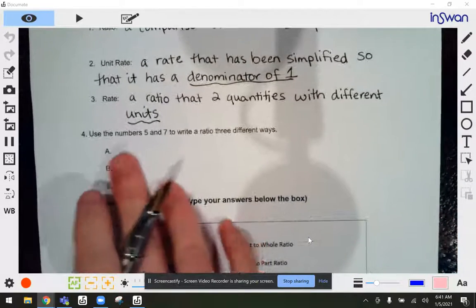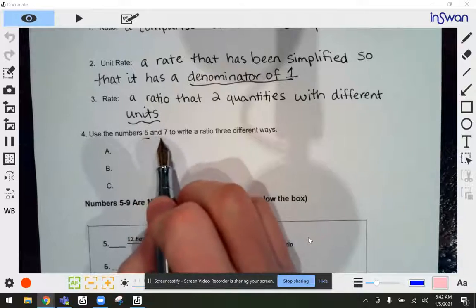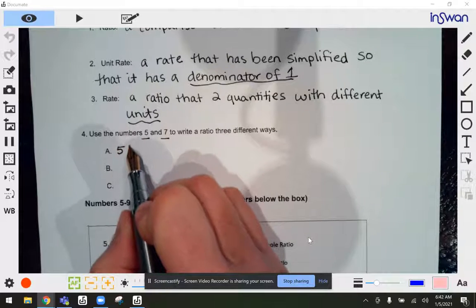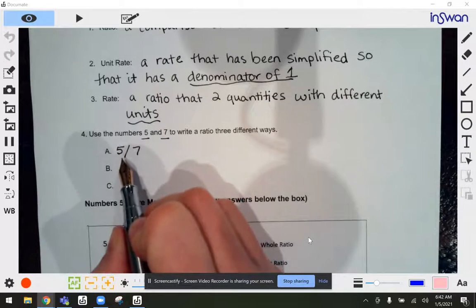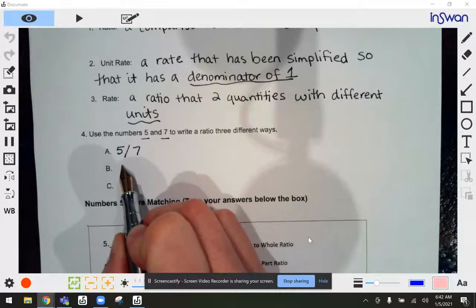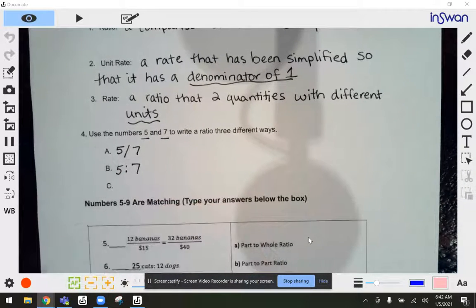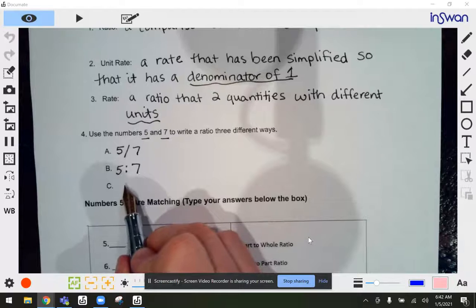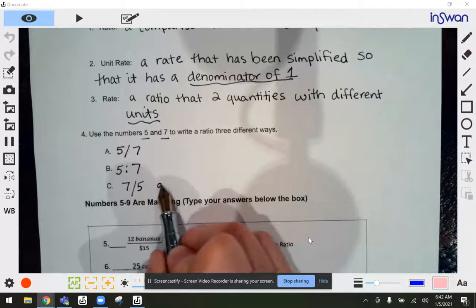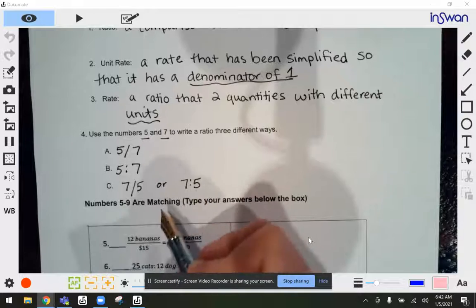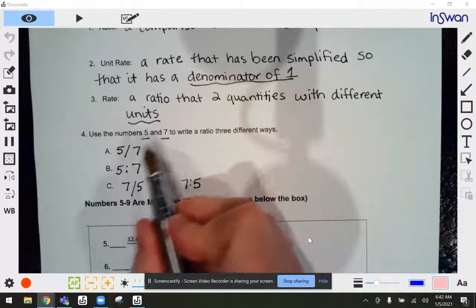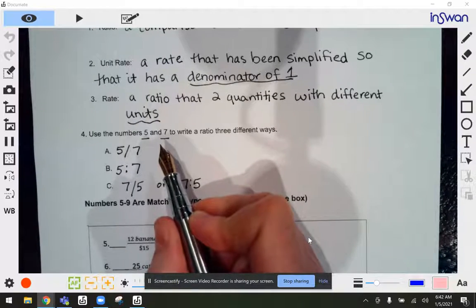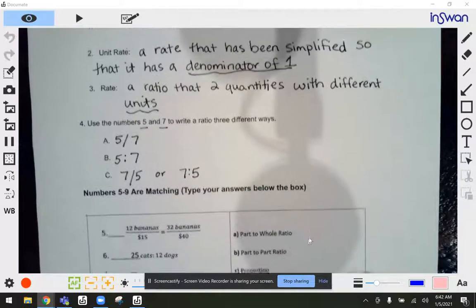Okay, so for number 4 here, it says use the numbers 5 and 7 to write a ratio in 3 different ways. So remember, we can write ratios like fractions, and if you want to show a fraction on your Google Doc, you can just do a dash like that. We can do it with a colon like that. And remember that because it doesn't give us an order for this ratio, we could have shown it in the other direction. We could have done 7 to 5. You can also do it by making pictures, but we don't really have any description of what we are comparing. They're just numbers, so that would be a little trickier. And so would the verbal one in this case.